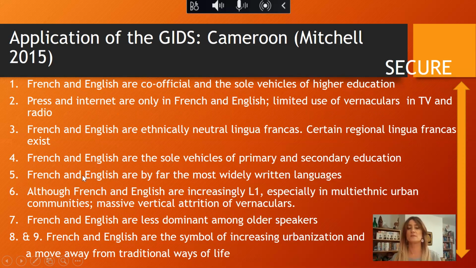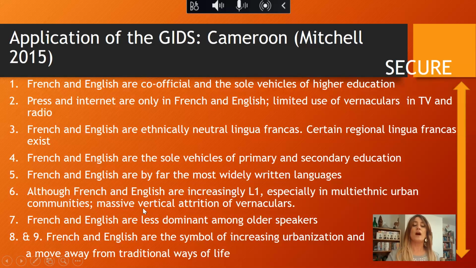French and English are by far the most widely written languages. I think as many as 4 different alphabets have been proposed for the Cameroonian languages, but there's very often a problem of consensus in these situations. 4 alphabets, have we actually picked one yet? Well, it's all a bit vague, unfortunately. Yeah, so French and English are increasingly mother tongues for young people as well, particularly in urban areas.